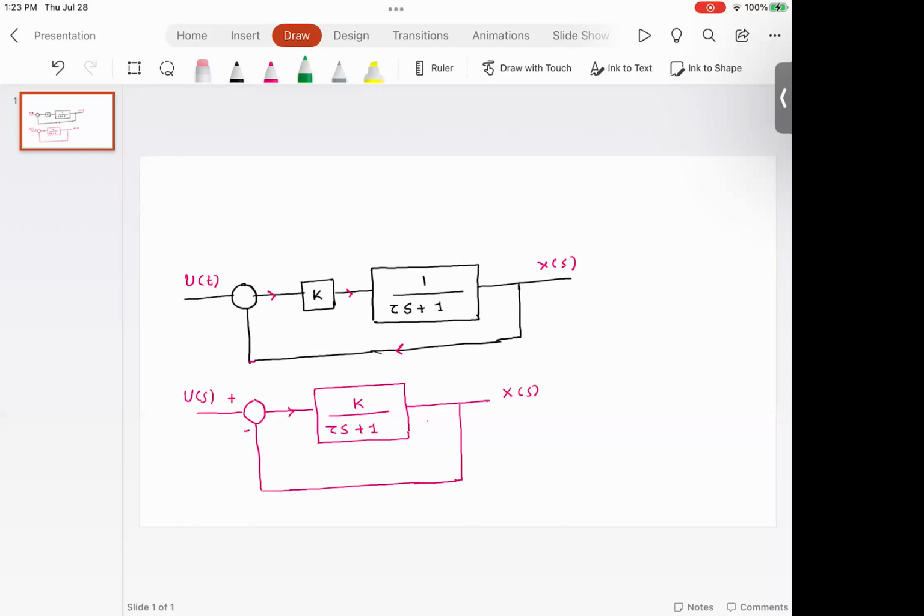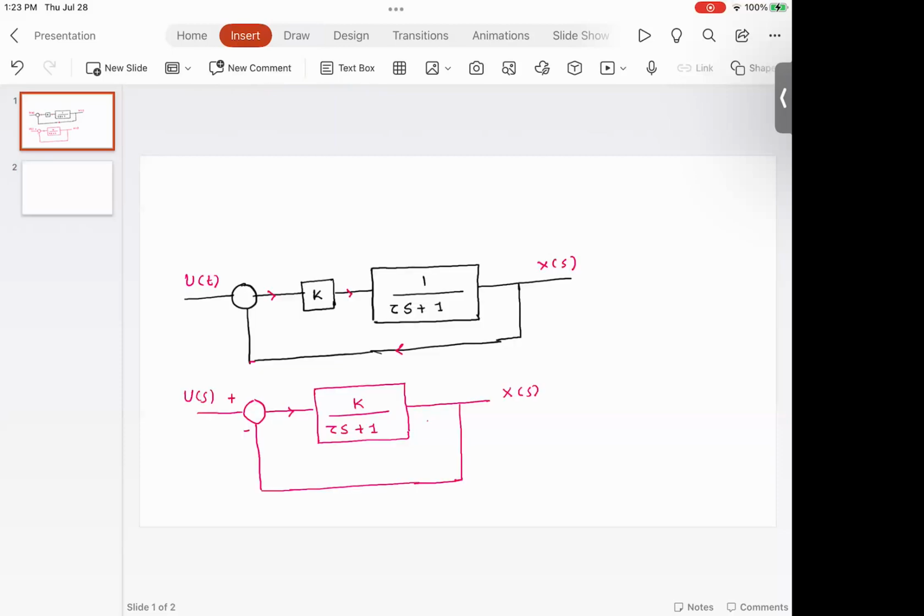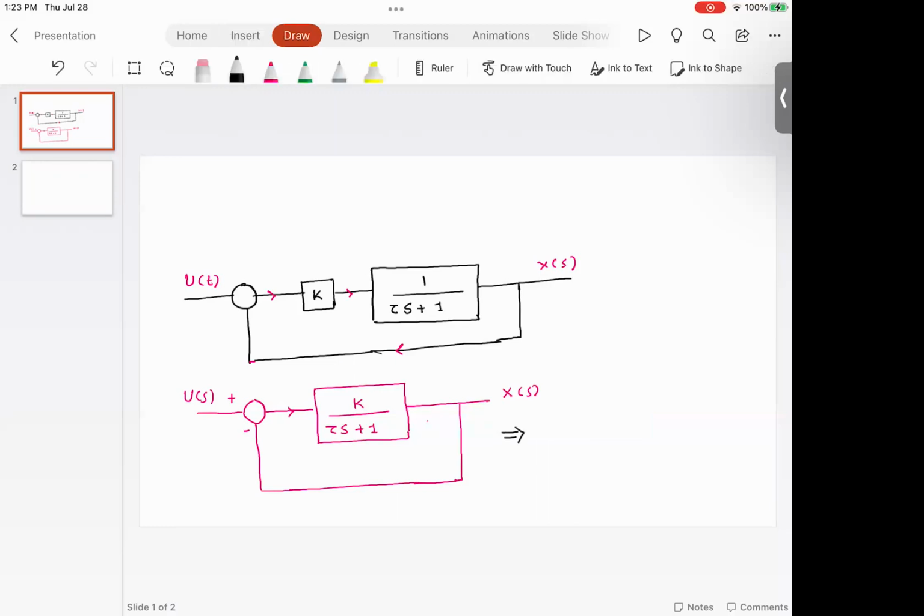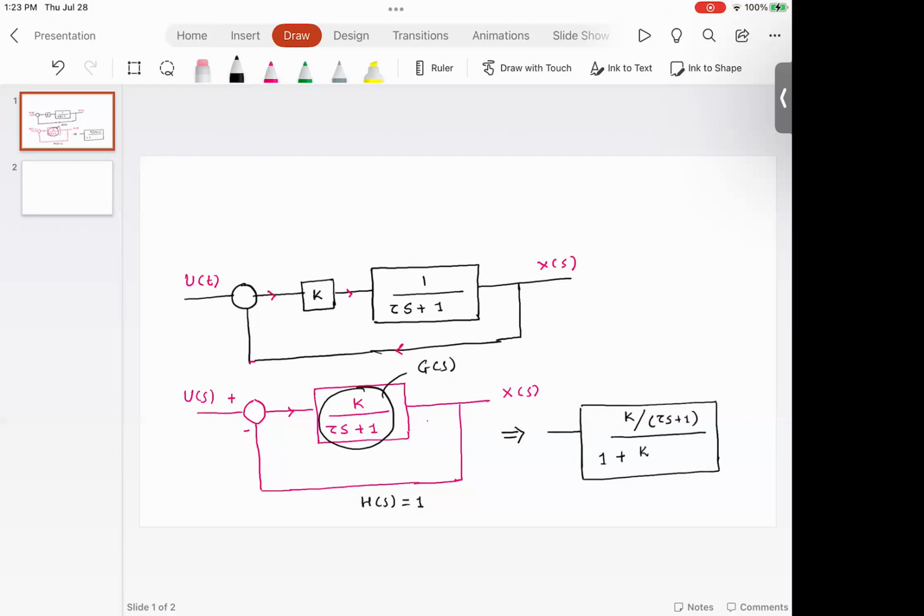And the closed loop transfer function is going to look like G of s. Now please note, this whole thing is now my G of s. My H of s is 1. So G of s is K divided by tau s plus 1, over 1 plus G of s H of s, which is tau s plus 1. This K is constant. Right now K is constant because we are studying the first case, which is proportional control.